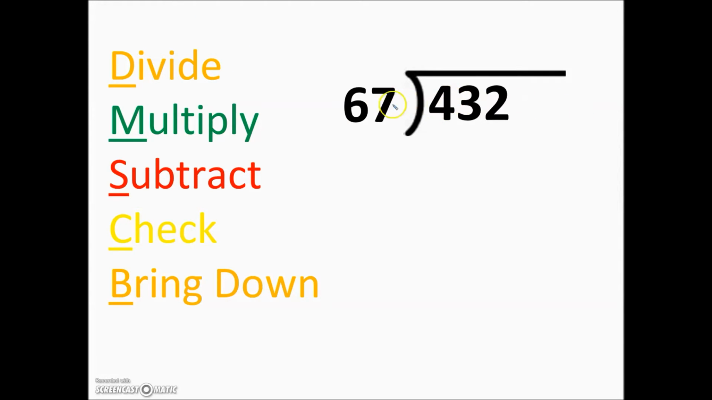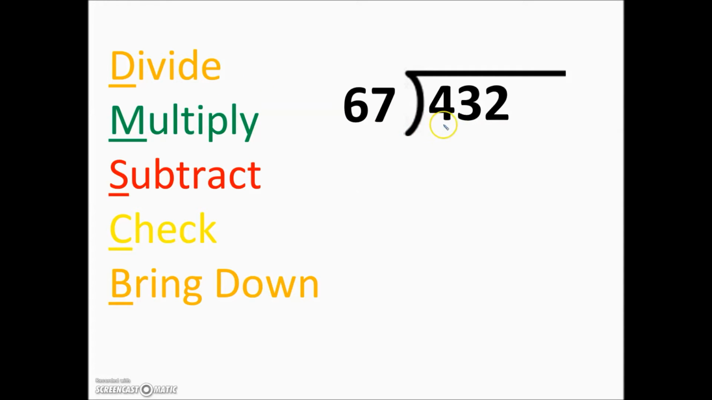So let's start out with this problem: 432 divided by 67. The main emphasis of this lesson is that we have two-digit divisors. So we have two digits in our divisor. Our divisor is 67. Our dividend is 432.